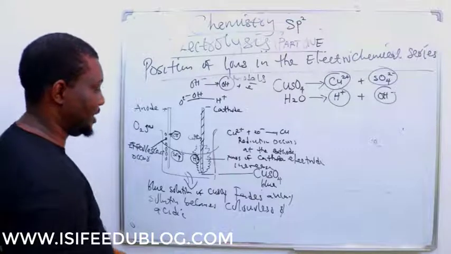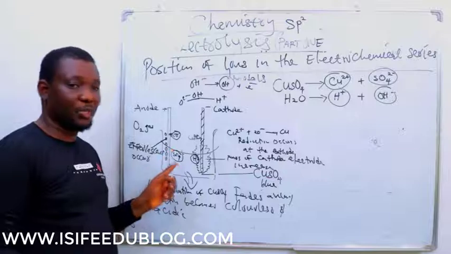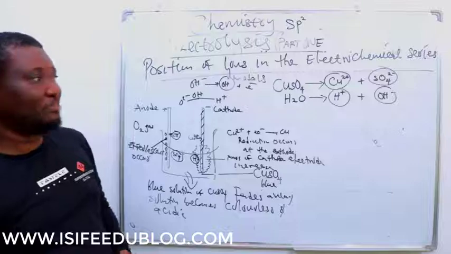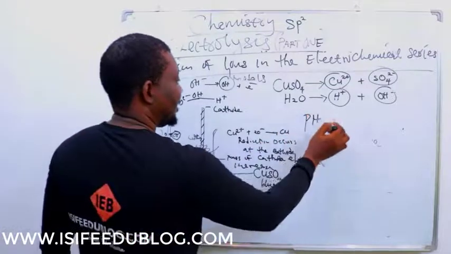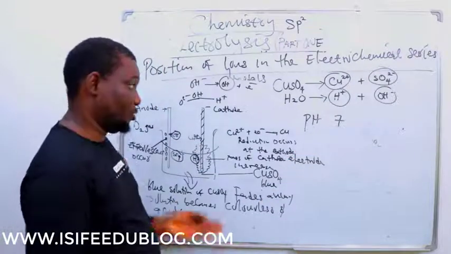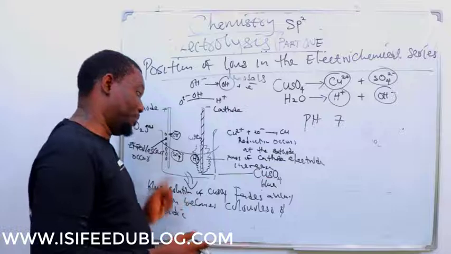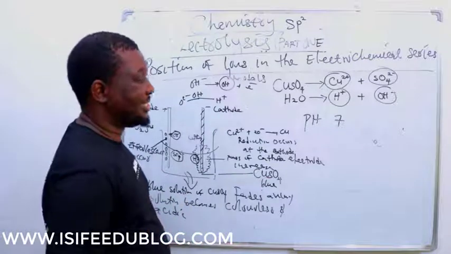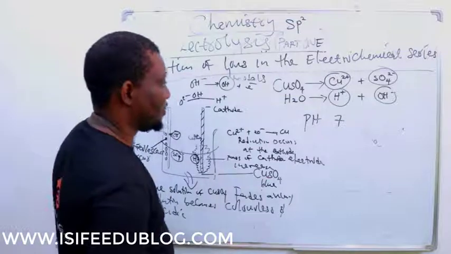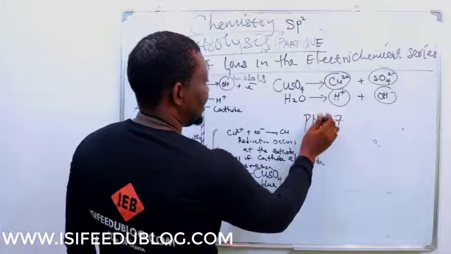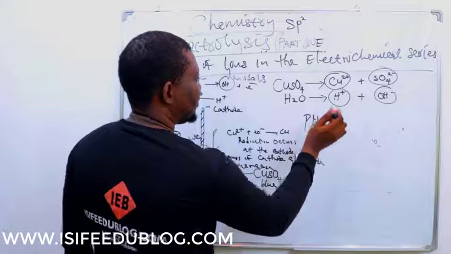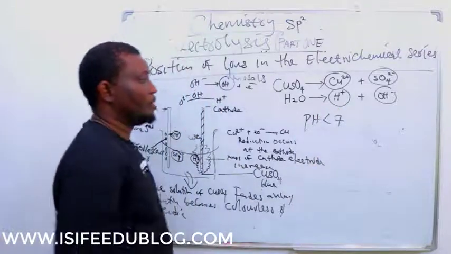So the pH of this solution after this electrolytic process is now less than 7. It's not going to be equal to 7; if it were equal to 7, that would mean it's neutral. Since the solution is acidic, the pH is less than 7. So that's what we have here.